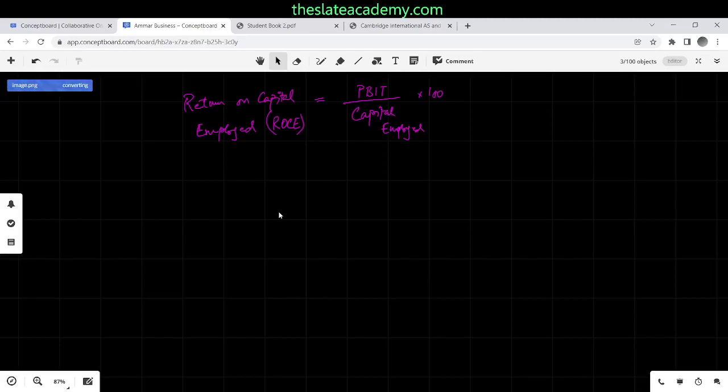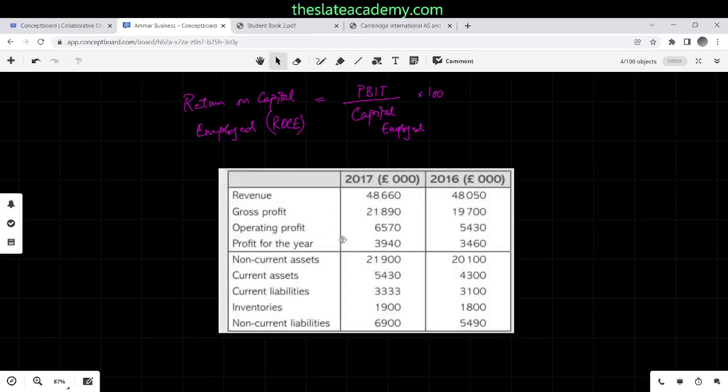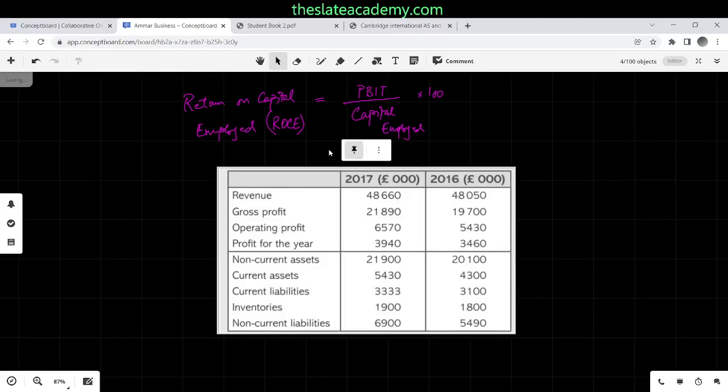Sir, how is capital employed calculated? Capital employed can be calculated in a number of ways. I'll tell you all of them once you have solved this. No, sir, we just need one. No, you need all of them, because sometimes in exams data is given in a different format. So here that would be helpful.